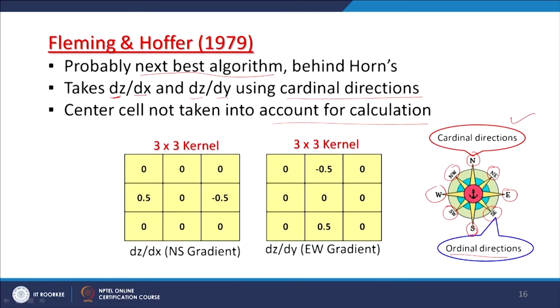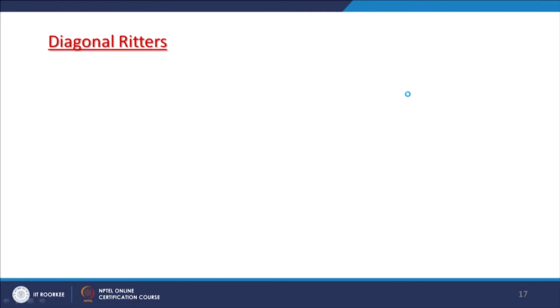In case of aspect, all cardinal and ordinal directions are used. But in case of our slope calculations, in this particular method only cardinal directions are used. So it takes, using cardinal directions only, east-west or north-south. This is what you have been seeing. No diagonal calculations are possible at that stage, but later on that is also considered.